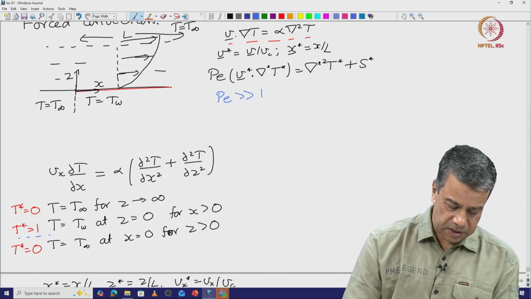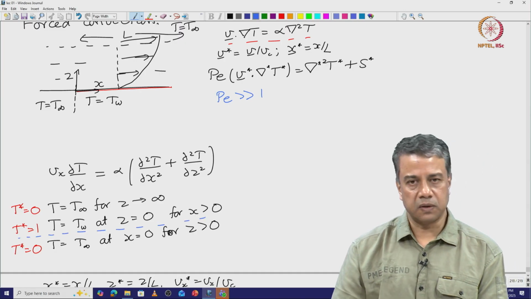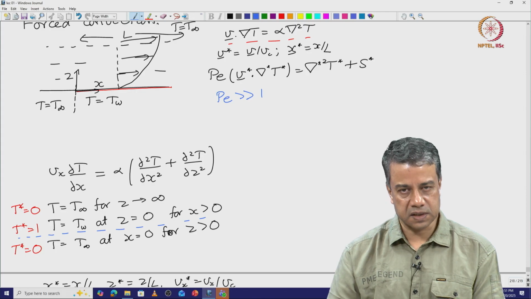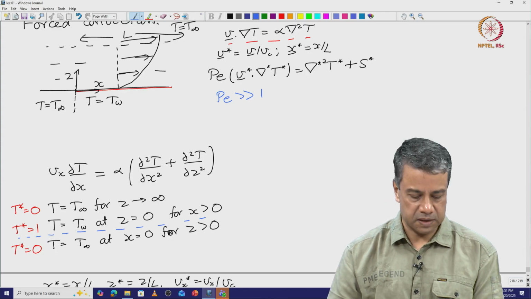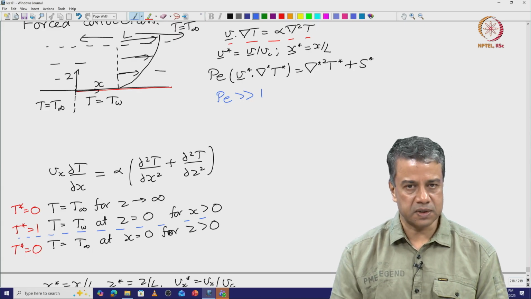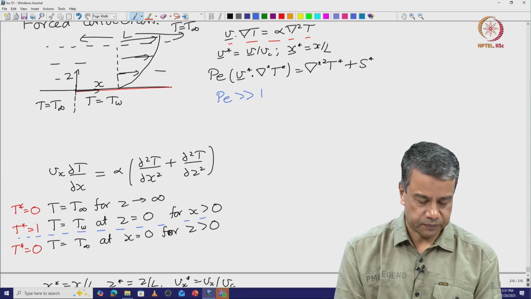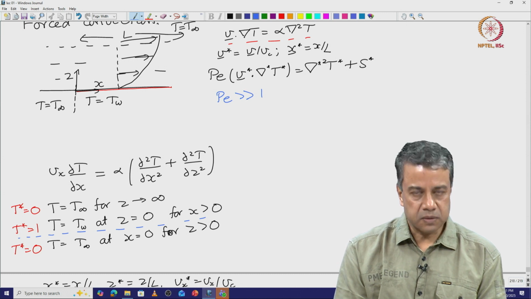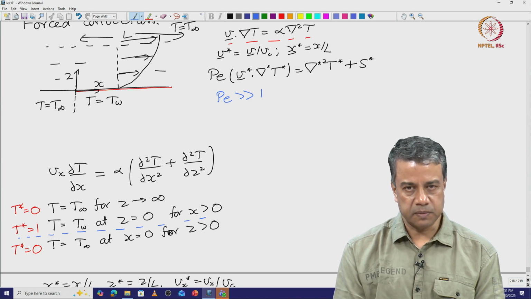Clearly, that does not satisfy this boundary condition that at the wall temperature T star is equal to 1, or T is equal to T w. Clearly, that condition is not satisfied by this equation. So, what is the problem here?